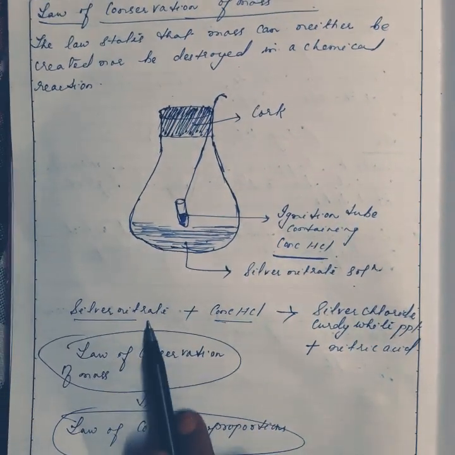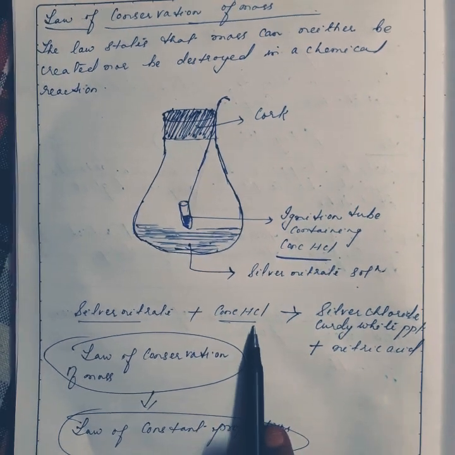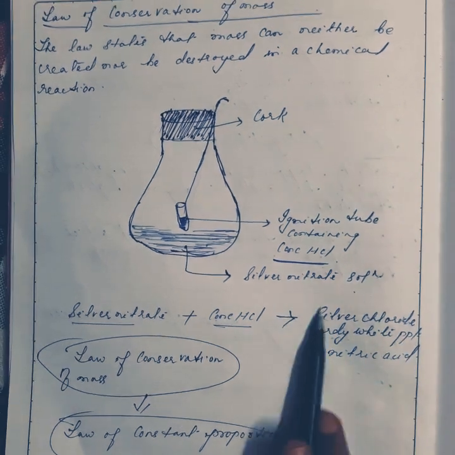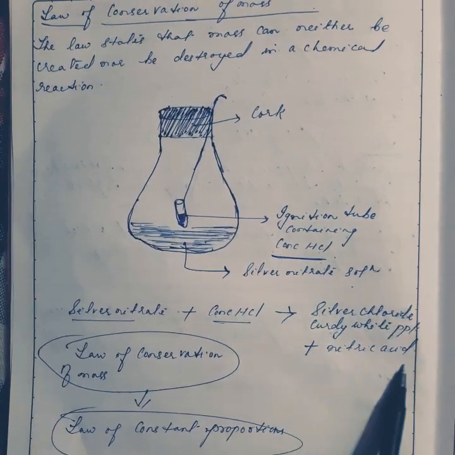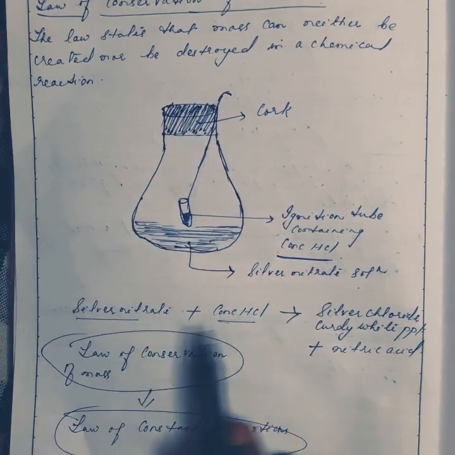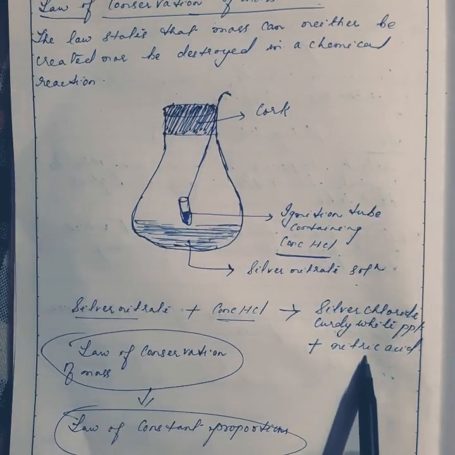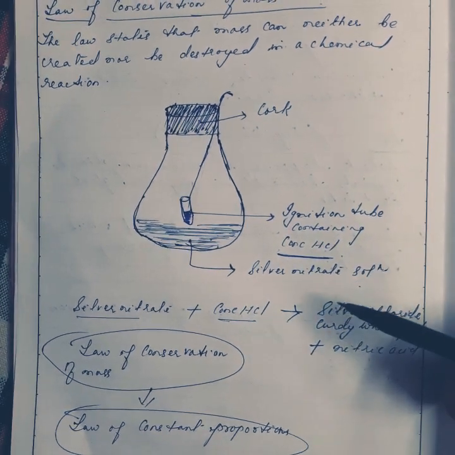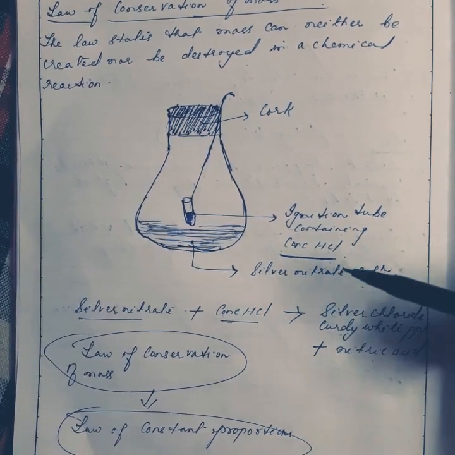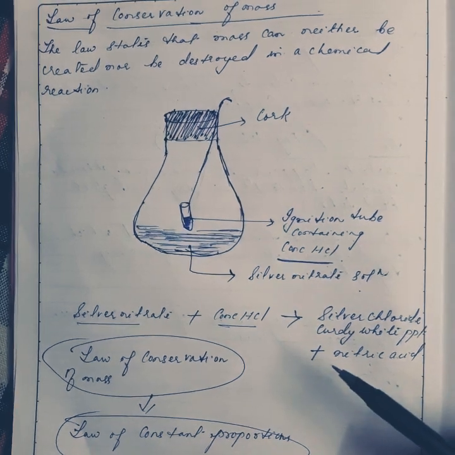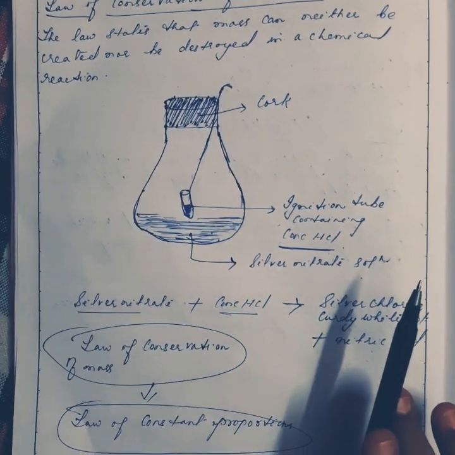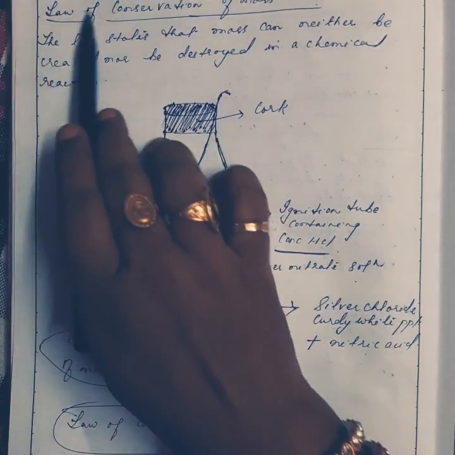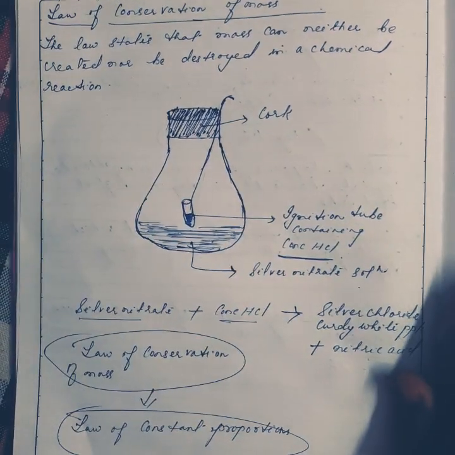When silver nitrate solution reacts with concentrated hydrochloric acid, silver chloride, which is a white curdy precipitate, and nitric acid are formed. So, these two are the reactants and these two are the products. After the chemical reaction, you have to weigh the apparatus again. There will be no change in the mass. So, this shows that the law of conservation of mass is verified.